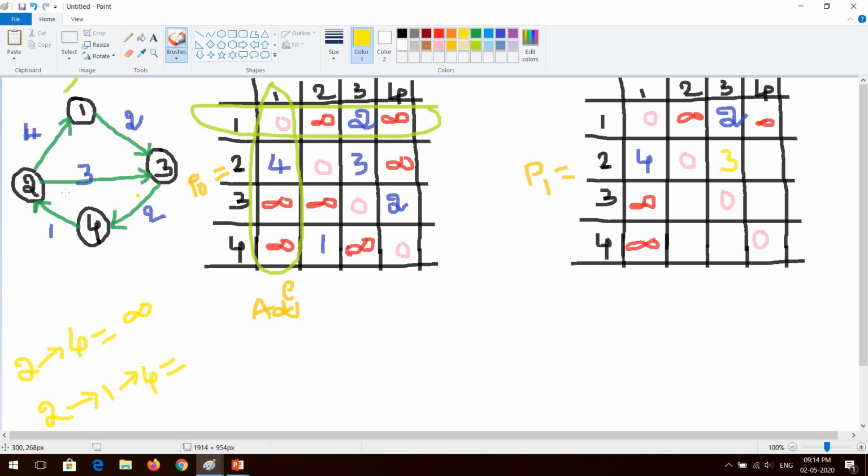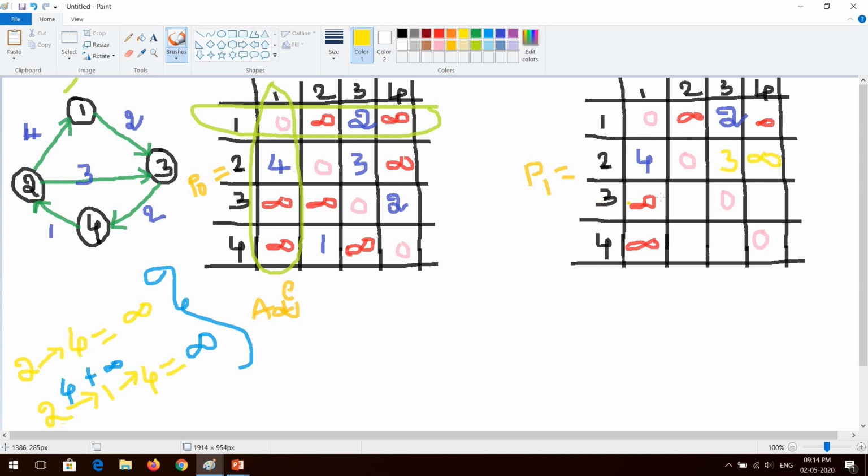So 2 to 1, is there any path? Yes, there is a path from 2 to 1 which is of cost 4. 1 to 4, there is no direct path. 1 to 4 is infinite. So 4 plus infinite, totally I will get infinite. So infinite with infinite, which is minimum? Both are same, right? So infinite will remain same over here.